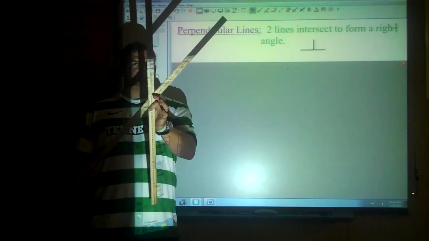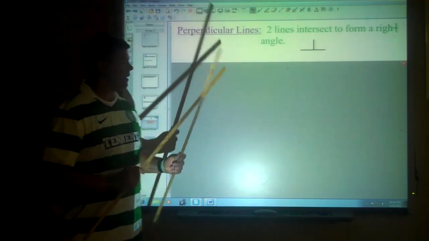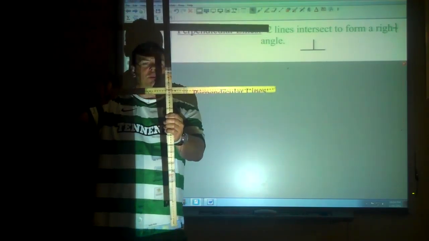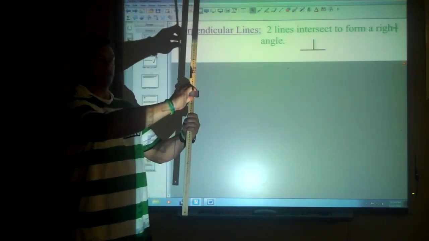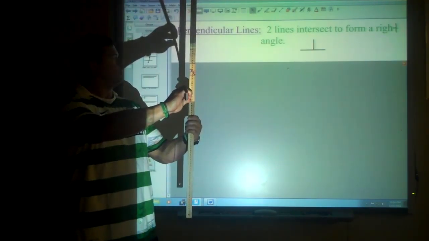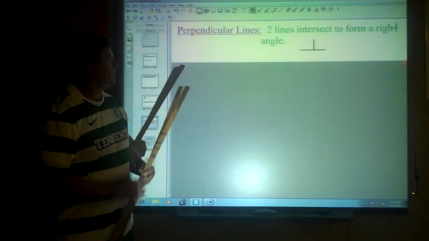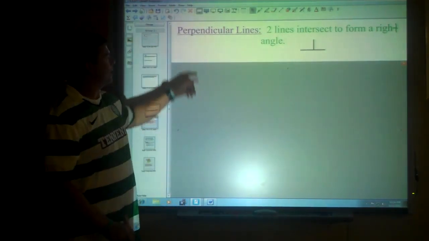This is not perpendicular. So you must be careful about that. So if this is perpendicular lines, so is this. That's also perpendicular lines. It's just a little bit different because it's coming at flat. Anytime they come together to form a right angle.